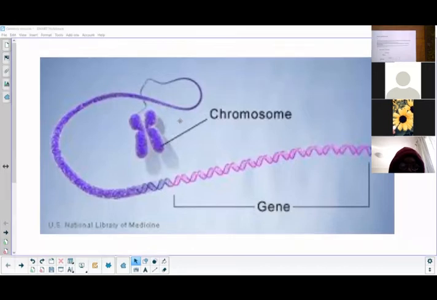Let's go through some of the terminology that you need to know to be able to answer the questions correctly. The first one is to know what a gene is.